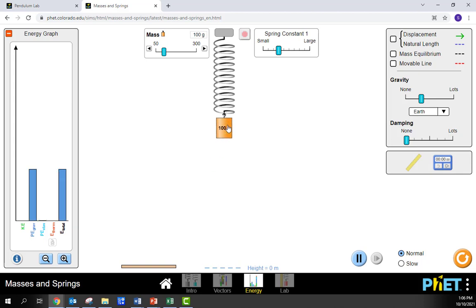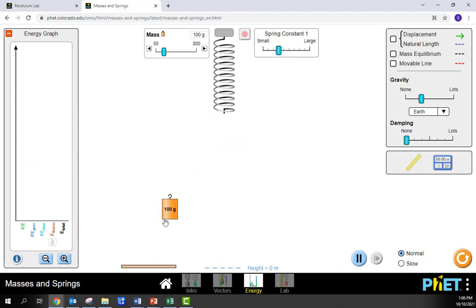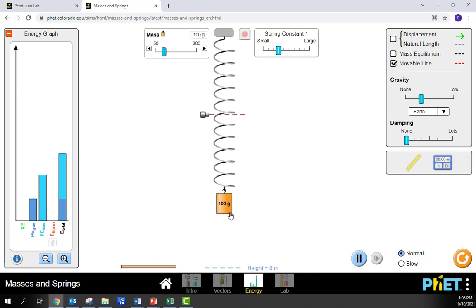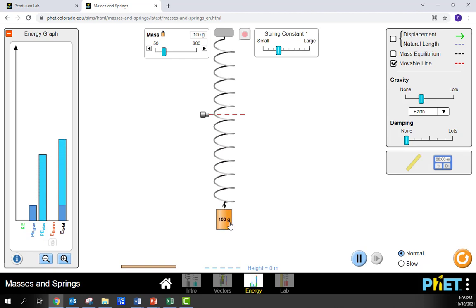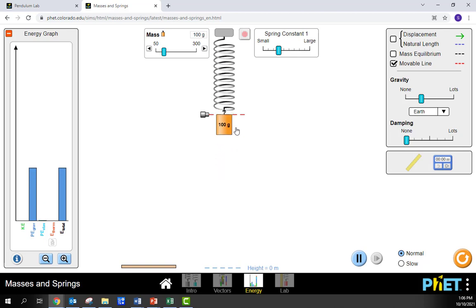of both elastic potential energy and gravitational potential energy. The elastic potential energy is zero at the point where the spring is unstretched, so that would be about here. So you can see if I go above it, I've given it elastic potential energy because the spring is compressed. And if I go below it, we have elastic potential energy because the spring is stretched. But right at this line, my elastic potential energy goes to 0.